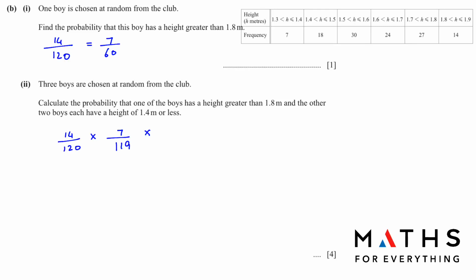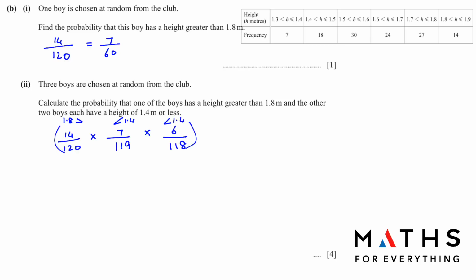And then we are going to choose the third boy, and the third boy is also going to be less than 1.4. So out of the 7, we have already chosen one boy. So now how many boys are remaining? 6 boys. And how many total boys are remaining? 118. So this is the answer, if the first one was greater than 1.8 and the other two were less than 1.4.